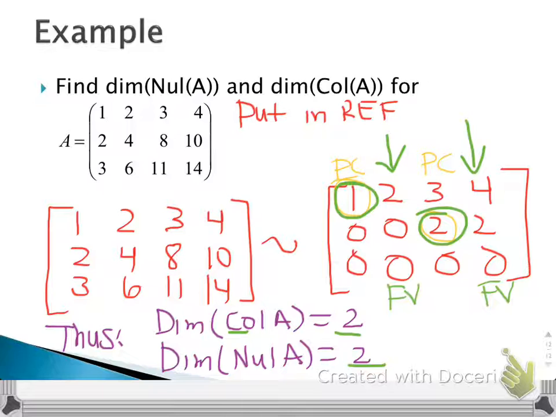And if we add 2 plus 2 together, we get what? 4, which is the number of columns. Isn't that sweet? I love it.